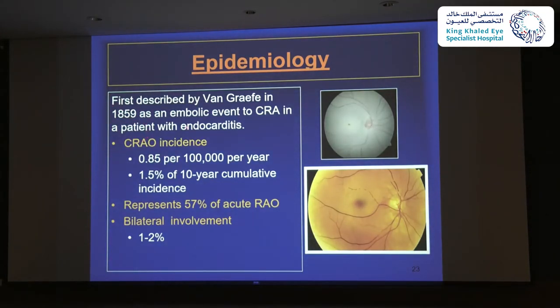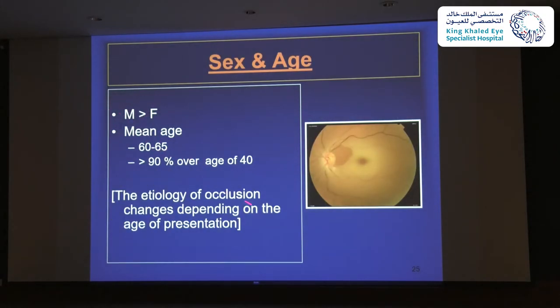So this is the prevalence and incidence of central retinal artery occlusion. It is 0.85 per 100,000 per year, with a 1.5% 10-year cumulative incidence, and represents 57% of acute retinal artery occlusion. If you take all the retinal artery occlusions, branch, central, arterial ischemic occlusion, central retinal artery occlusion consists of 57% of these cases. So it is the biggest part. It is bilateral in 1 to 2% of the patients. Male more than female, and the mean age is usually between 60 to 65.